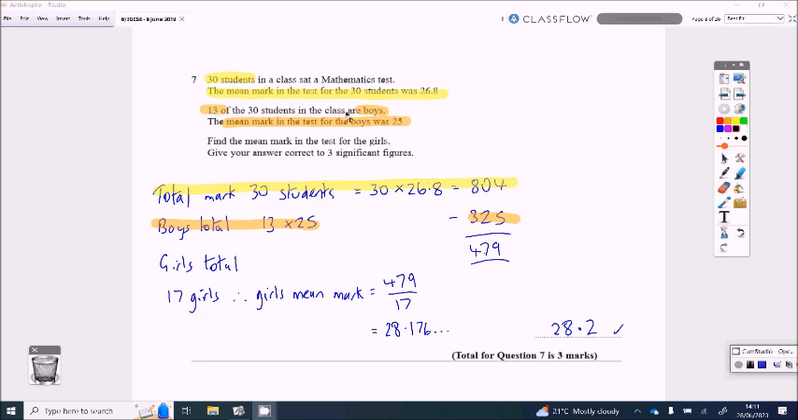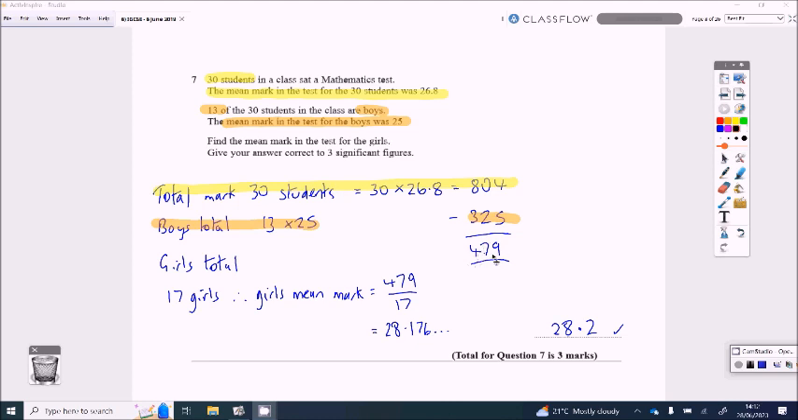Now, we're told this about the boys in orange. There are 13 boys and their mean mark was 25. So their total mark, following the same methodology, is just 13 times 25, which is 325. So this is the total mark. This is the boys' mark. So if we take one away from the other, we get the girls' total of 479.